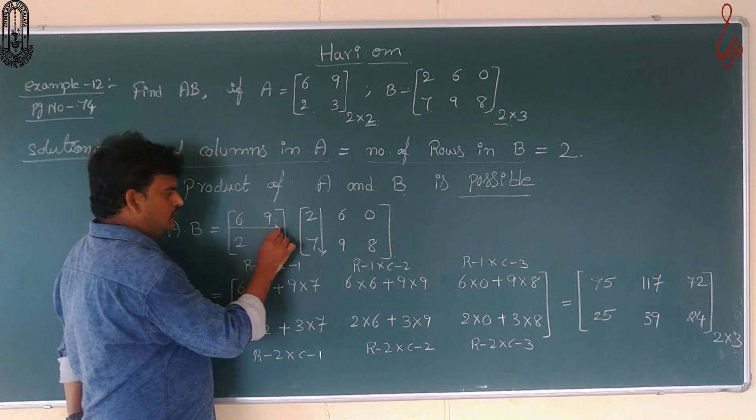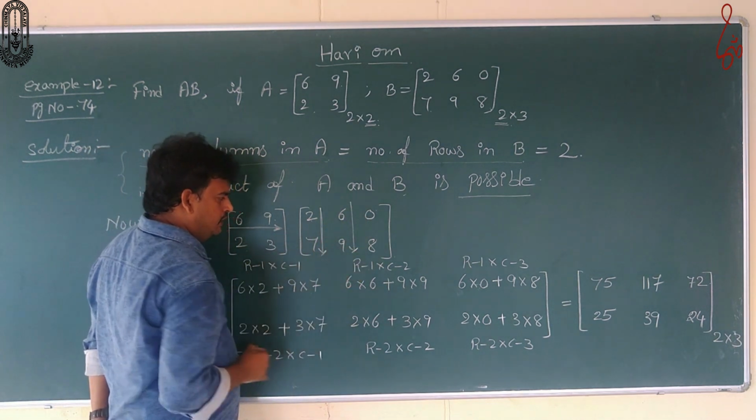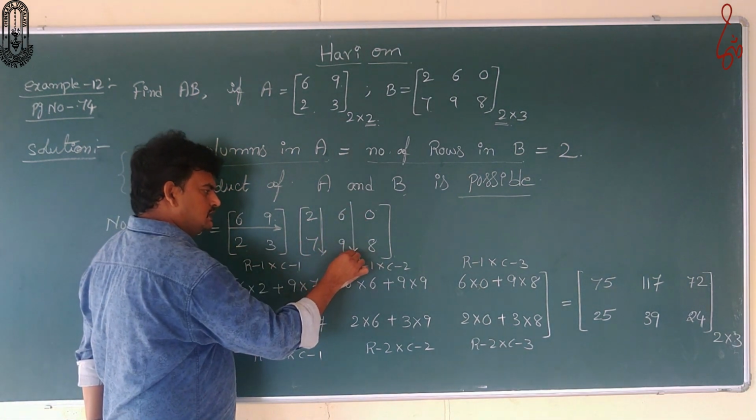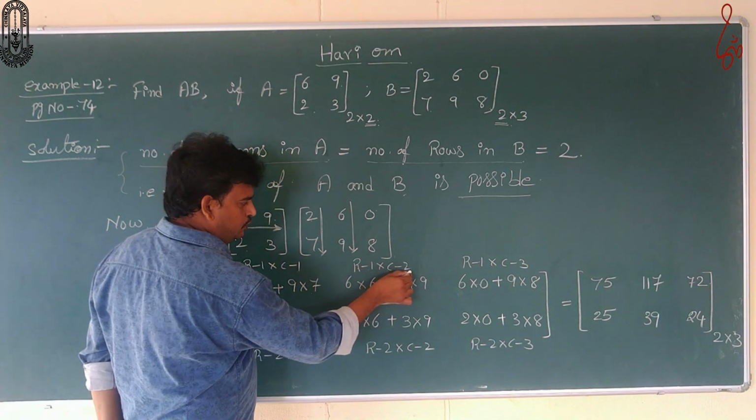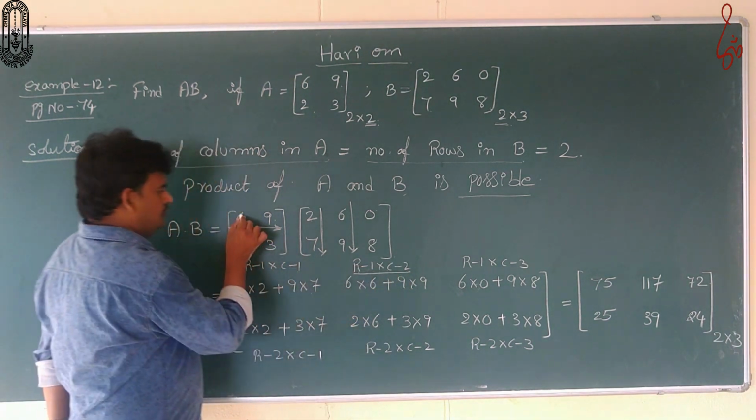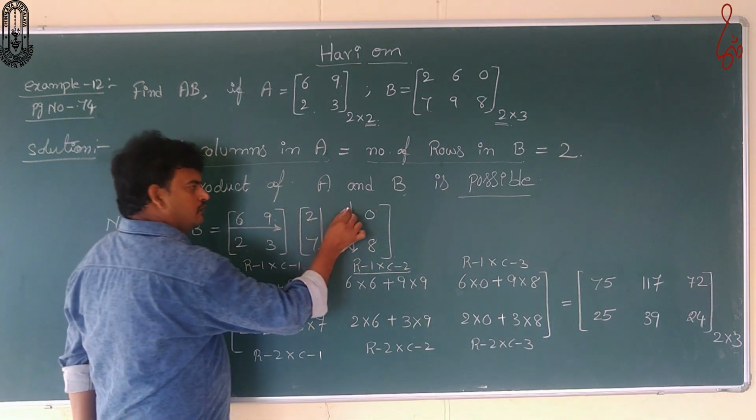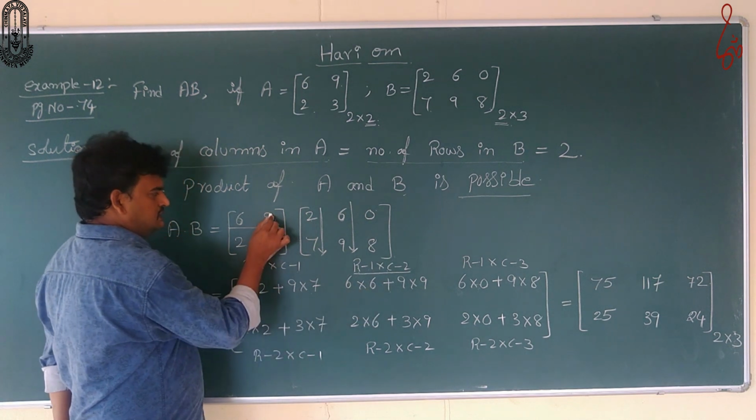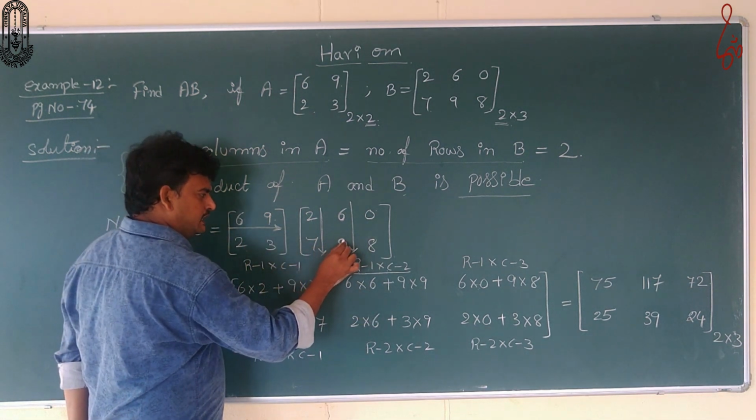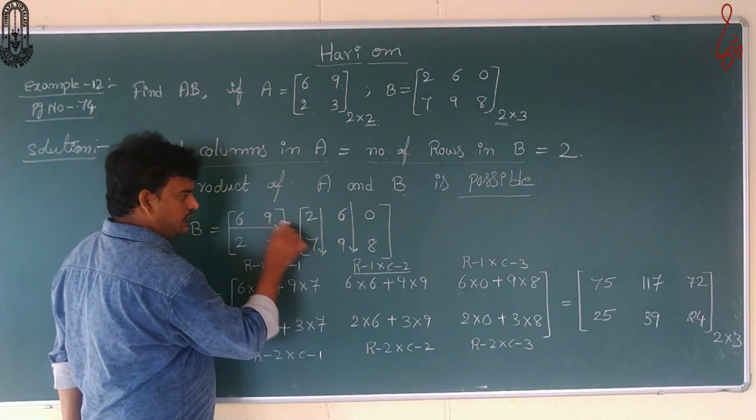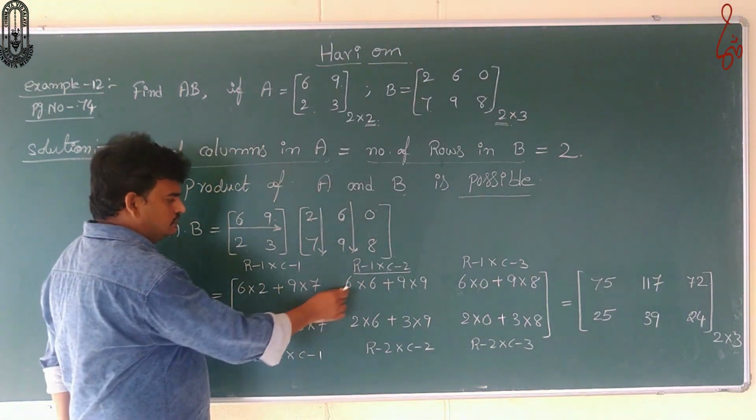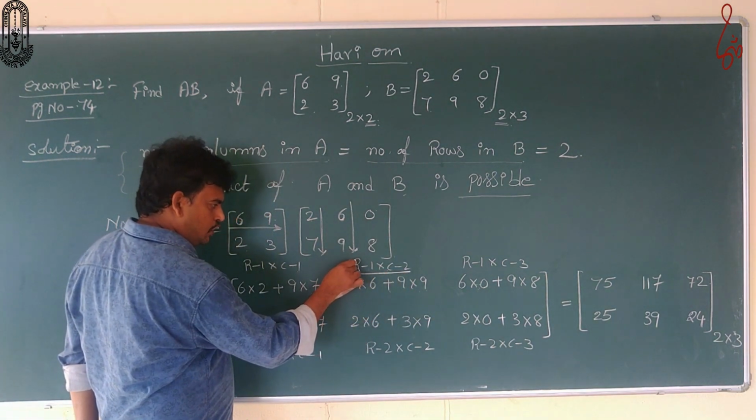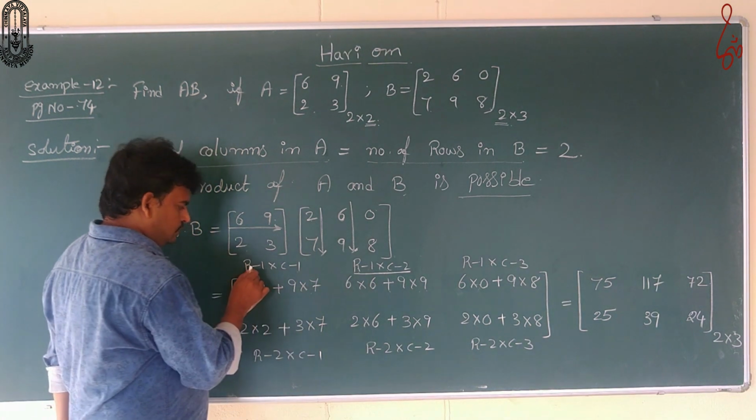Then row 1 into column 2. Again in row 1 I have 2 elements, and in column 2 also I have 2 elements. Let us find the product. First element in the first row with first element in the second column, 6 sixes, plus second element in the first row with second element in the second column, 9 nines. So 6 into 6 plus 9 into 9. That is row 1 into column 2.